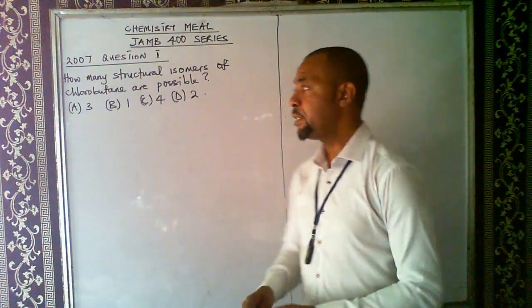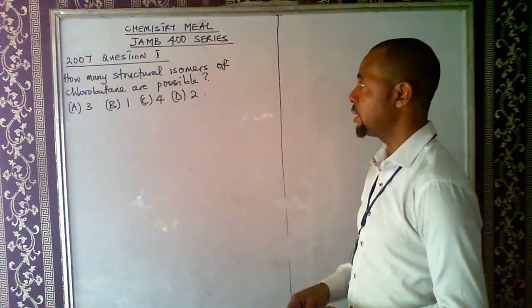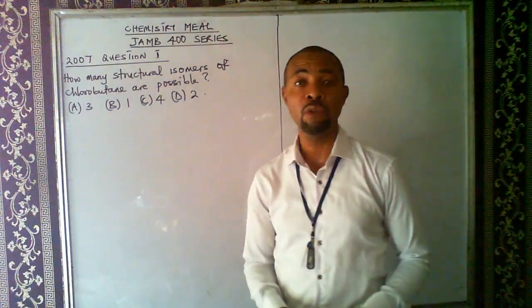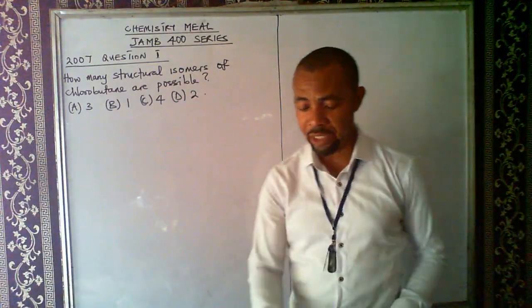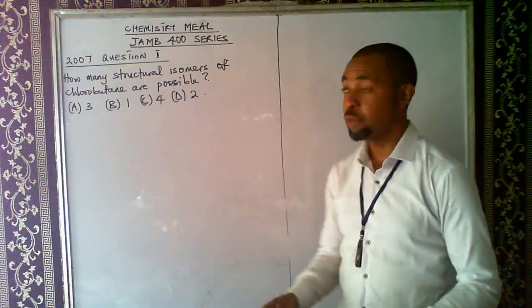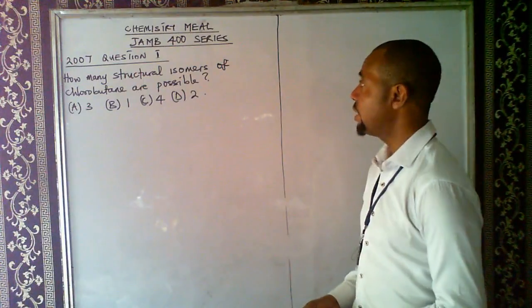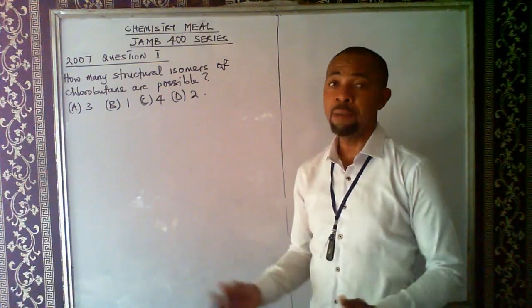So in this particular episode, we'll be looking at a chemistry question from the 2007 UTME, and this question is from organic chemistry. All right, let's quickly deal with the question. How many structural isomers of chlorobutane are possible?